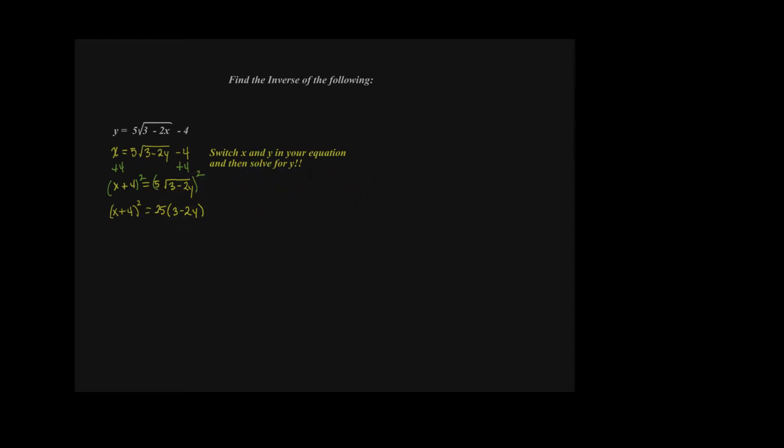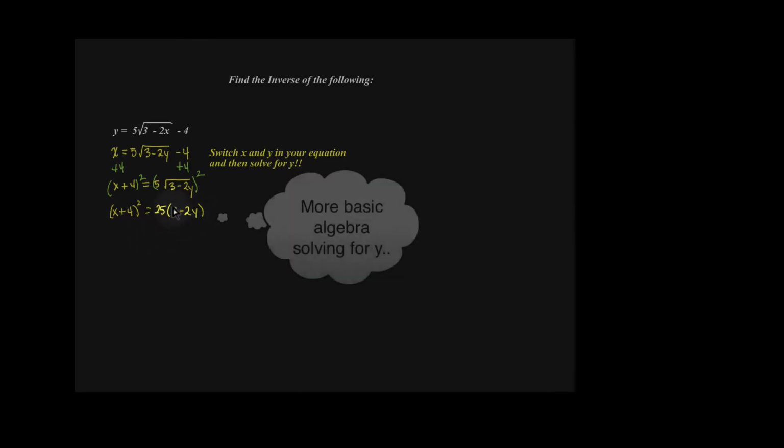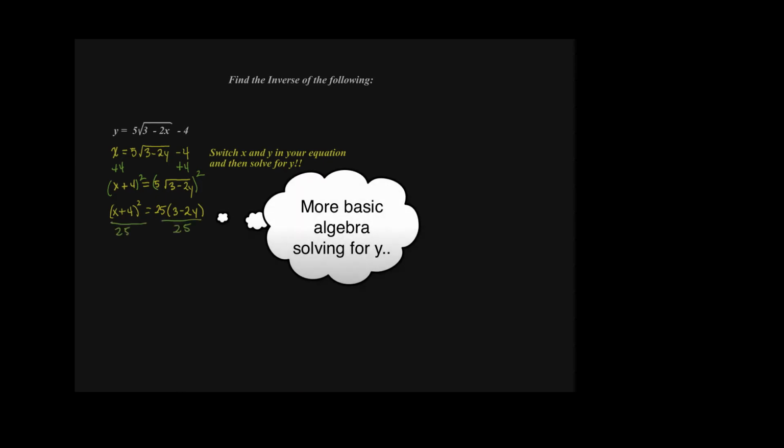Well, we got to end up continuing to solve for y. So we got to divide both sides by the 25. We got to subtract that 3 over, and then either multiply or divide by a negative 1/2. So let's do that. The first thing we're going to do is divide that 25 on both sides. After you do that, you should end up with this expression.